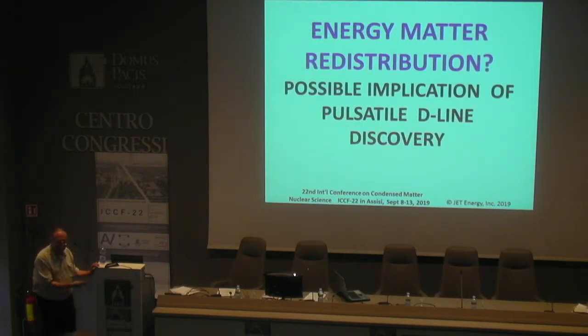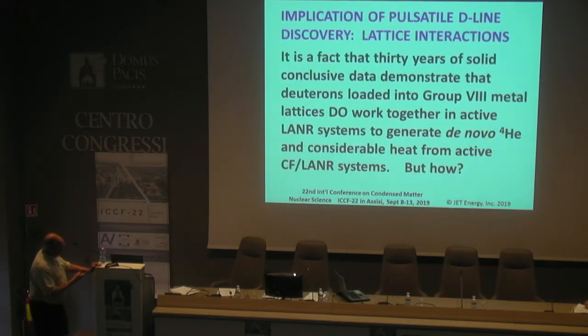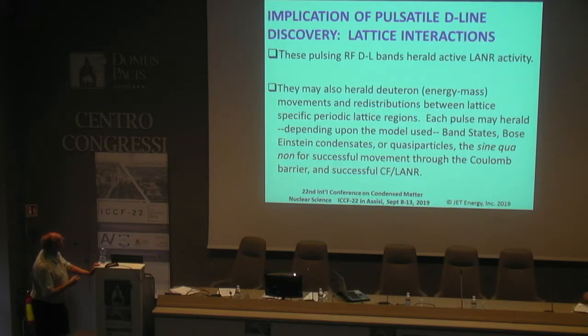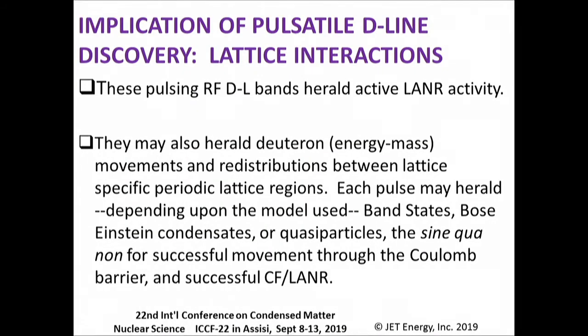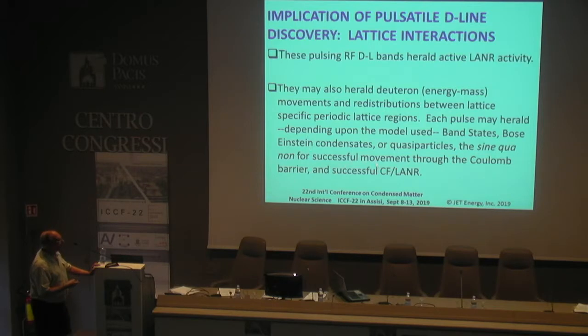You can see that it goes from one to the other. I wonder if it's an energy-matter movement within the lattice itself. Over 30 years, we have absolutely active cold fusion systems. There's no question about it. So how do these interrelate? Could they be deuterium energy mass movements and redistributions between the lattice to create the active state?